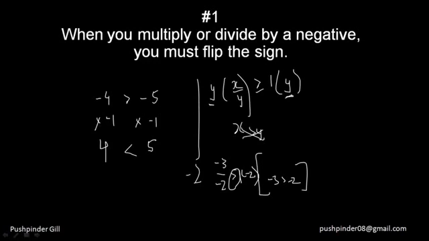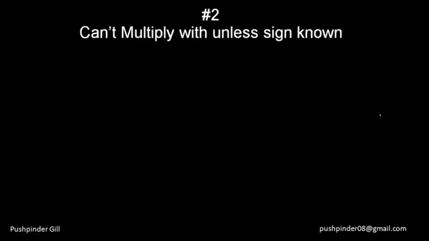I know every one of you would be knowing this, but when you apply to variables, make sure that you know the sign of the variable before you multiply or divide with a variable, right? So let's move to the second point. It says can't multiply unless the sign is known.